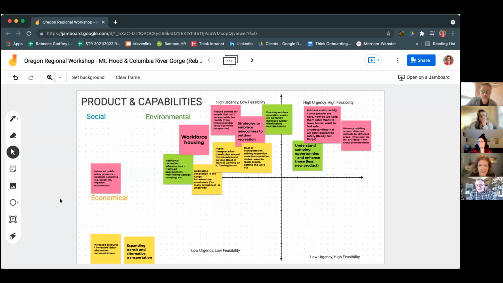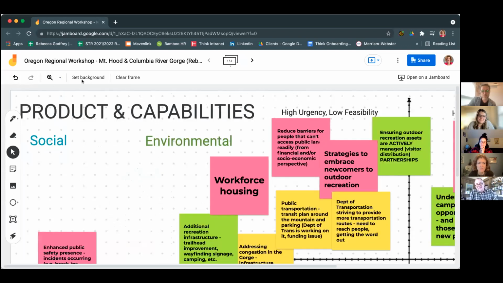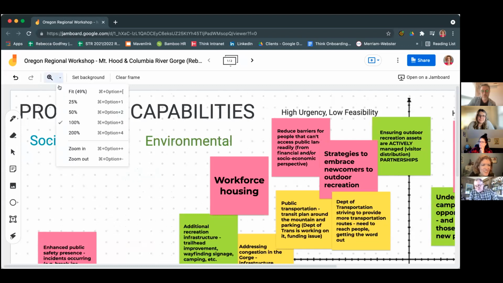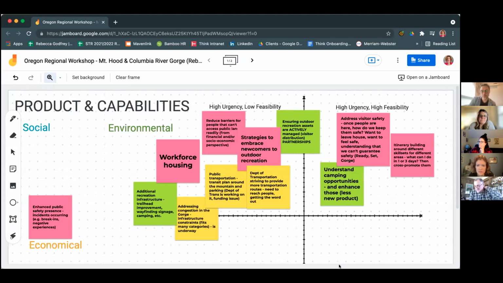Our common denominator was that there are an awful lot in the high urgency / low feasibility quadrant. I think a lot has already been said. What we really recognized is that this pivot from destination marketing to destination management is exactly where Travel Oregon and all of the DMOs, M meaning management, need to be.